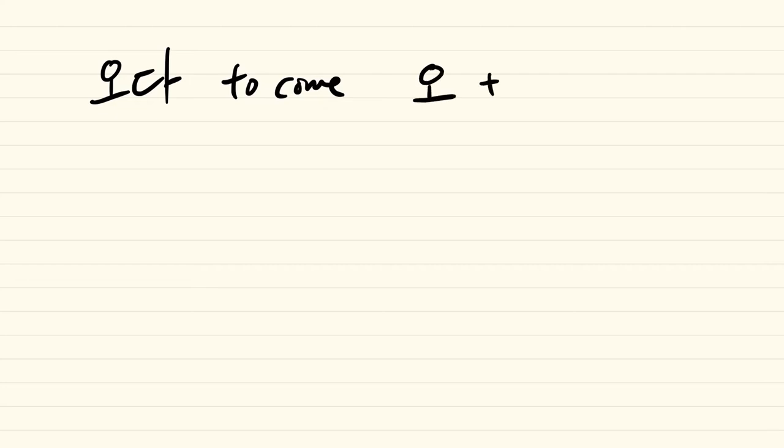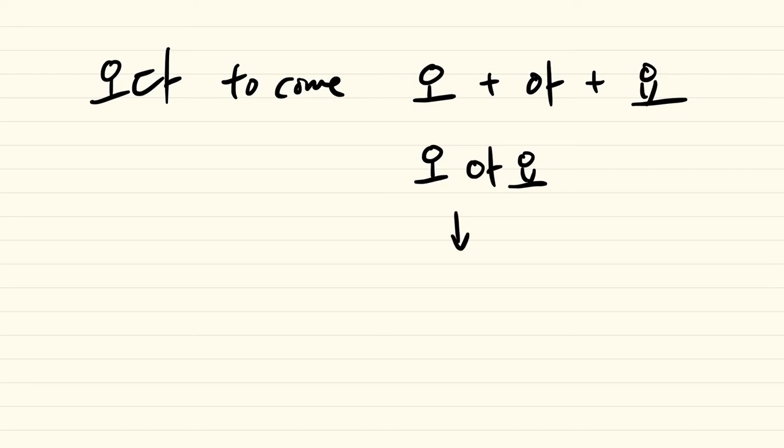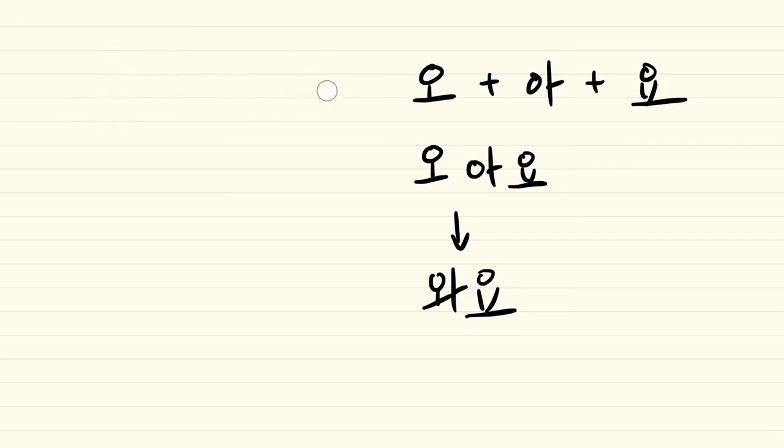And so just to make sure we have a concept of how vowel harmony works. For example, oda, which is to come, when you have o and then the connecting vowel a, and then say plus the informal ending yo, you have o, a, yo, which combine to wa, yo. And so this is just an illustration of the concept. And so let's look at the hada verb and why it's different.